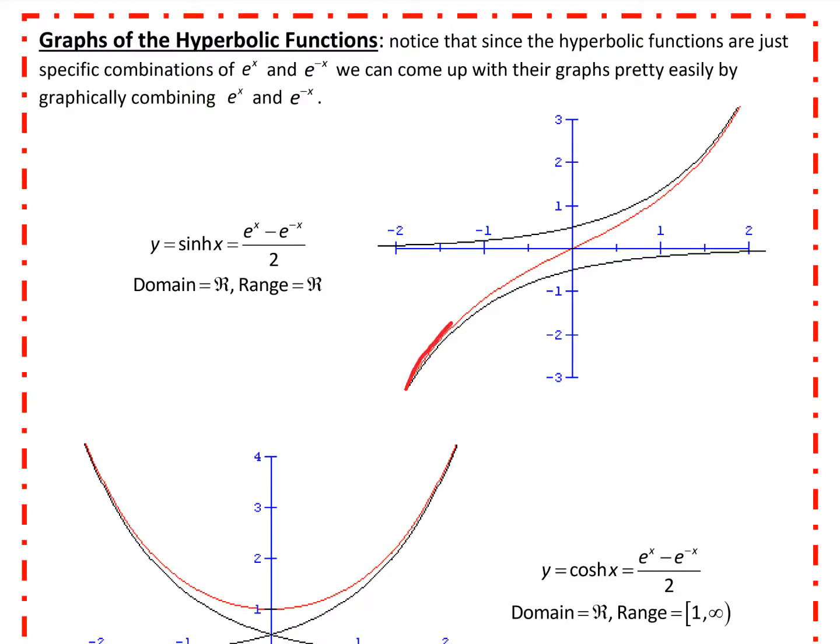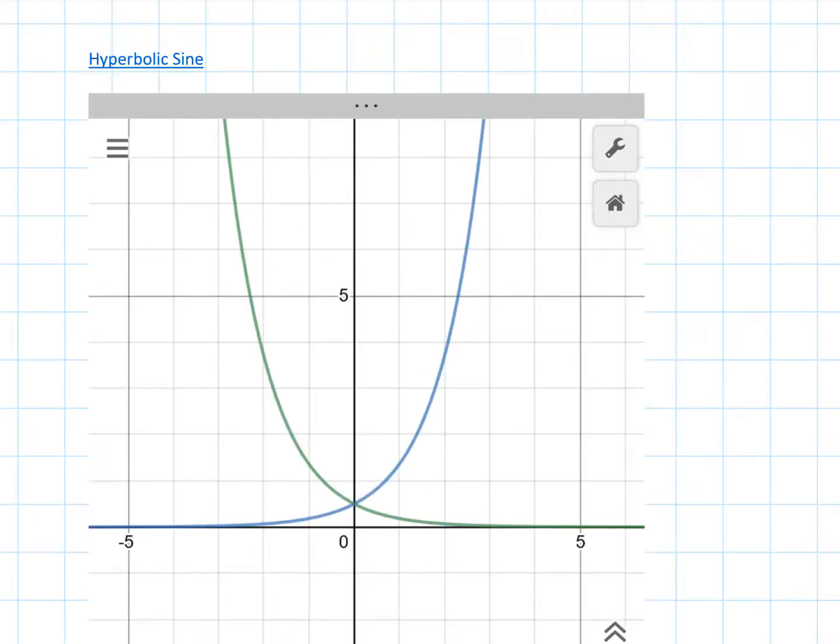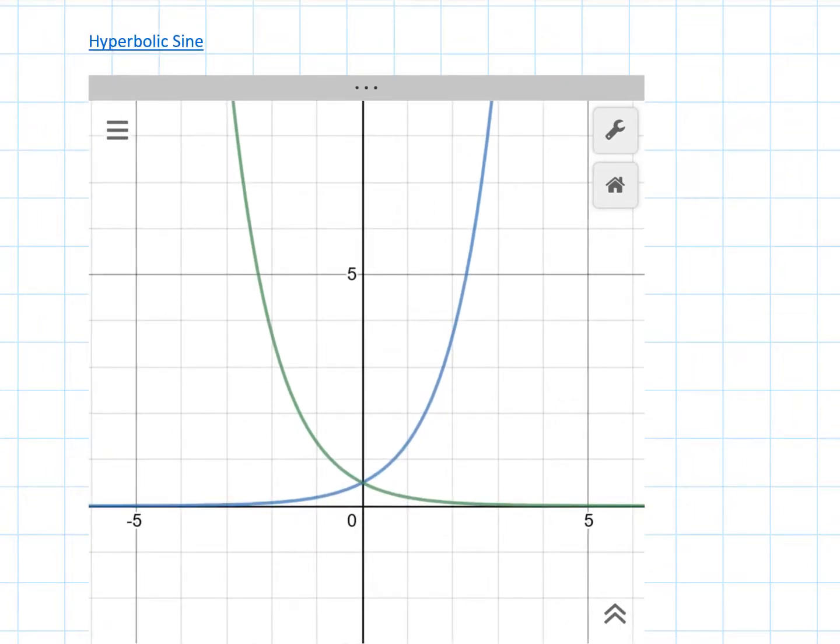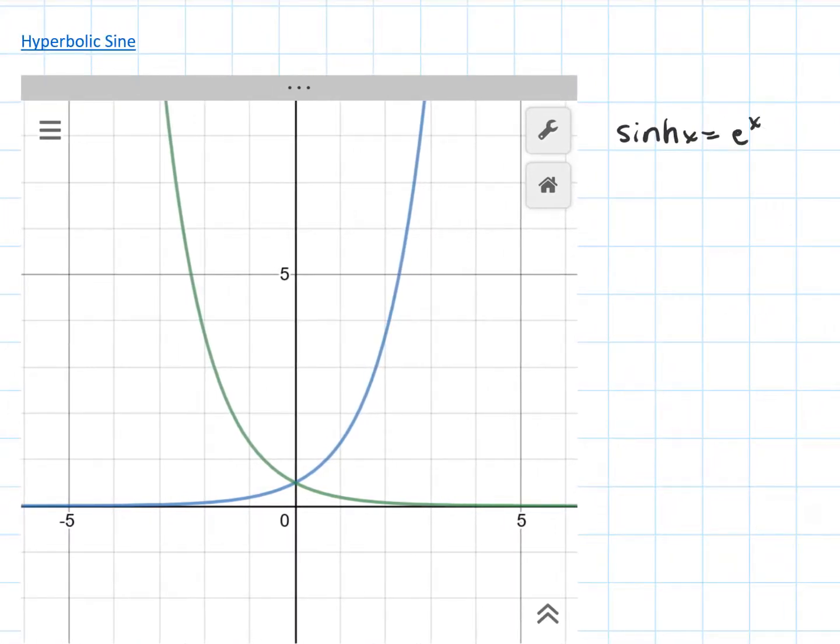So this red graph that you see right here is hyperbolic sine. So this is y equals the hyperbolic sine of x. And it is a combination of e to the x minus e to the negative x. It's actually a subtraction of two exponential functions, an exponential growth function and a reflection of an exponential decay function. Okay, so let's look at where these hyperbolic functions come from, the exponentials. So the hyperbolic sine of x is defined to be e to the x minus e to the negative x over 2.